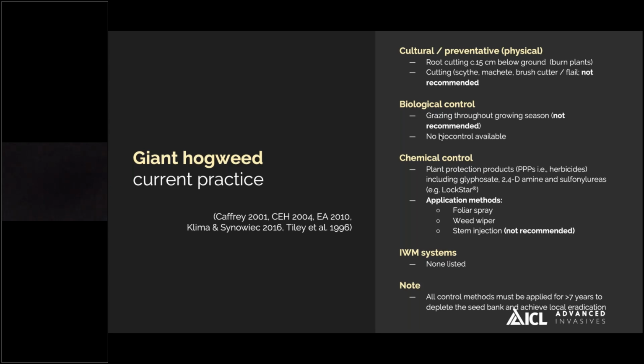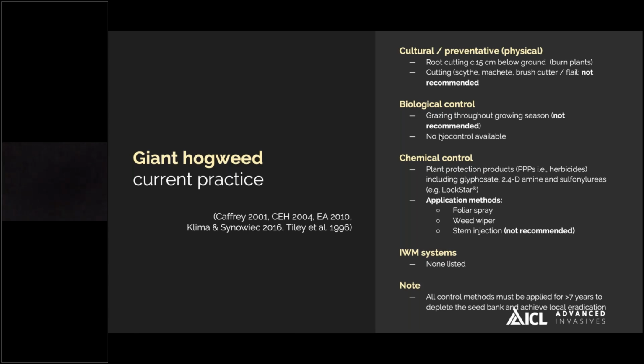There's no biocontrol currently available for giant hogweed, but there are again a range of different herbicides recommended for controlling it, and these include glyphosate, synthetic auxins, and also sulfonylurea herbicides, so things like Lockstar.